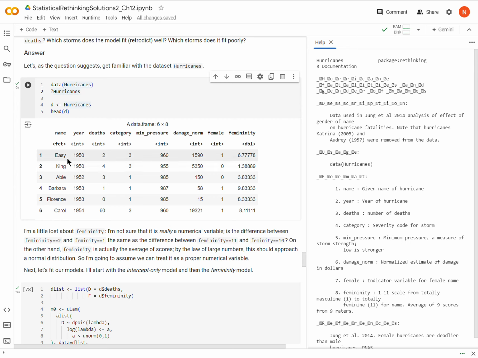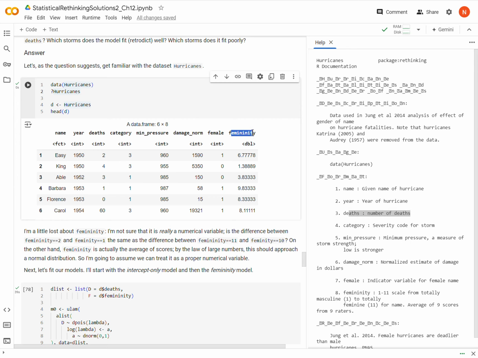Okay, so here we have the first 6 rows. I think this has like 92 total rows or something like that. I don't know, but we see the variables here, and the ones that we're going to be interested in are number of deaths as well as femininity. So we should probably come to understand these. First with deaths, I think this one is pretty self-explanatory. It's just the number of deaths caused by a particular hurricane listed here on the left.